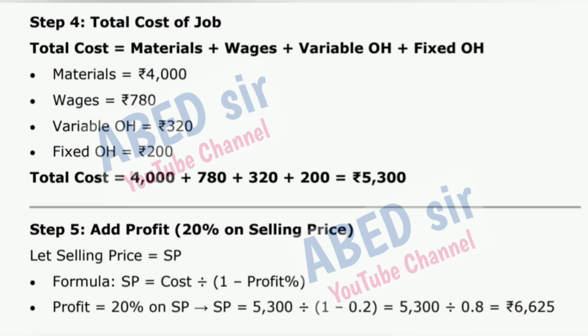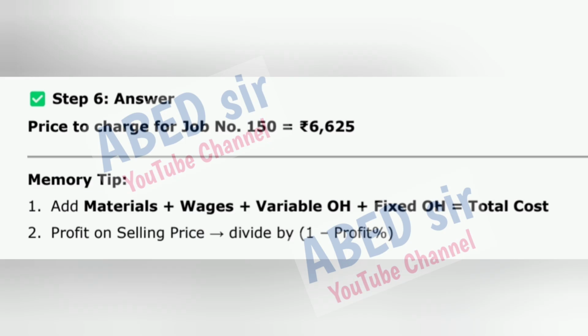Step 5. Add profit, 20% on selling price. Let selling price is equal to SP. Formula: SP is equal to cost divided by 1 minus profit percent. Profit is equal to 20% on SP. SP is equal to 5,300 divided by 1 minus 0.2 is equal to 5,300 divided by 0.8 is equal to 6,625 rupees. Step 6. Answer.